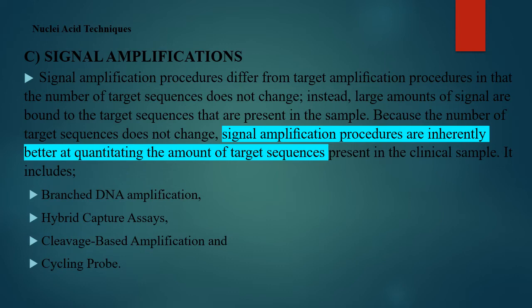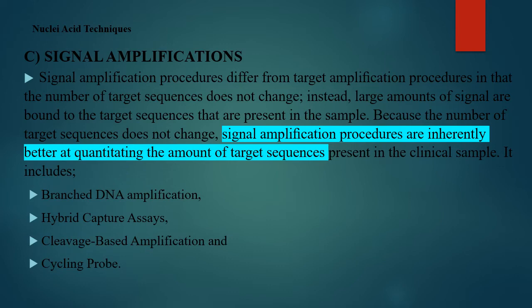So in target amplification, you are multiplying the target. But in signal amplification, you are binding different signals to the same target. So it's possible to measure the quantity of your target in a sample because it does not change. The quantity does not change.